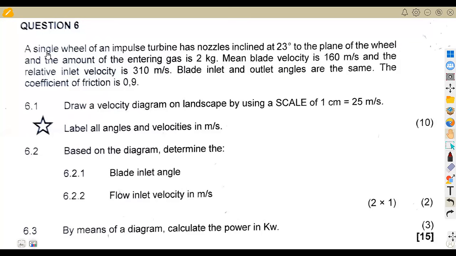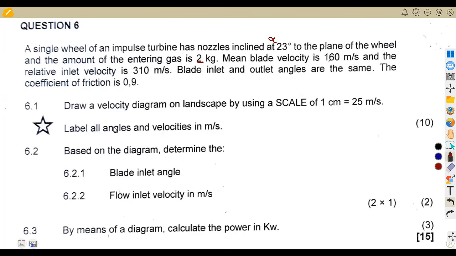So we are given a single wheel of an impulse turbine with nozzles inclined at 23 degrees, which means we have got the nozzle angle. Remember, you're supposed to know your angles, guys. Your nozzle angle is your alpha, to the plane of the wheel, and the mass of entering gas is 2 kilograms. The mean blade velocity is 160, so we are given U, and the blade angles are the same. The coefficient of friction is 0.9.